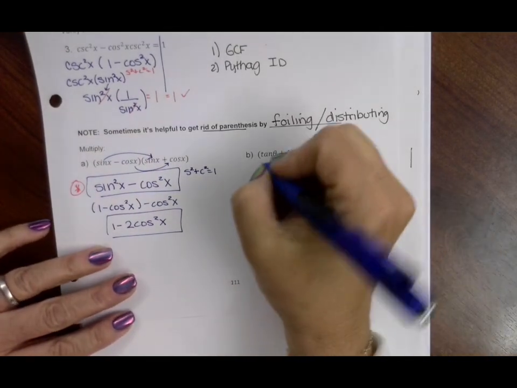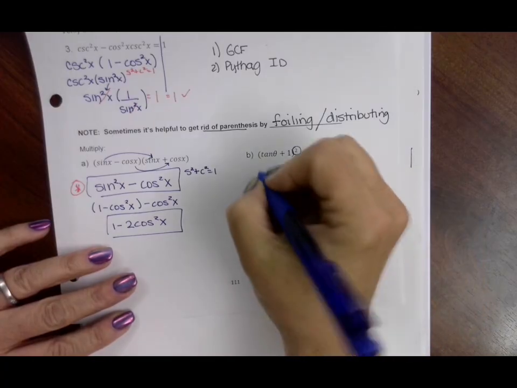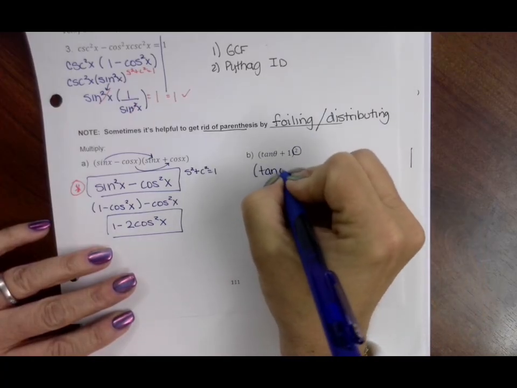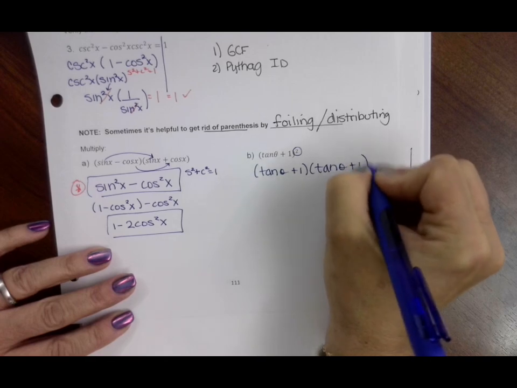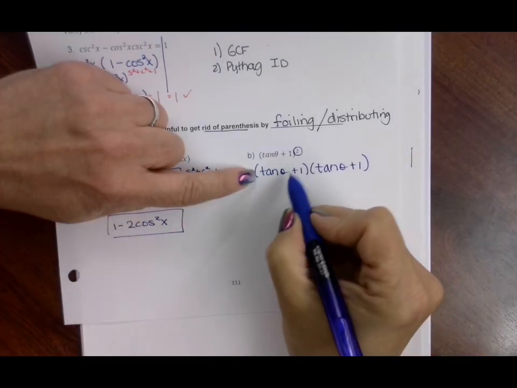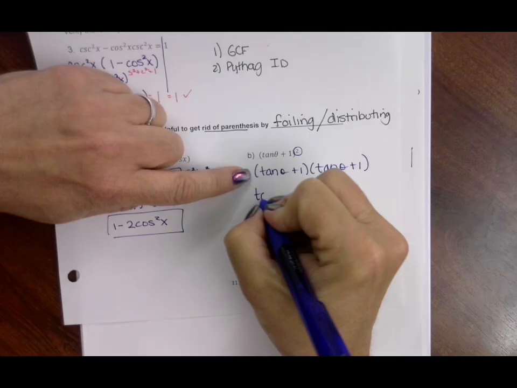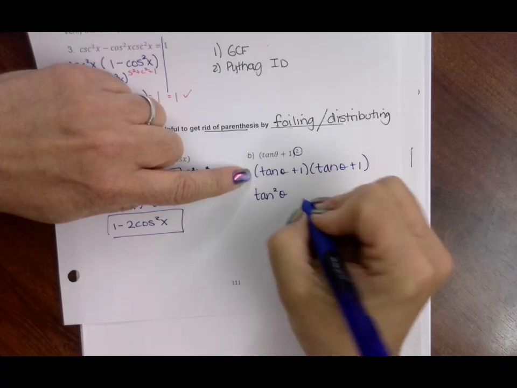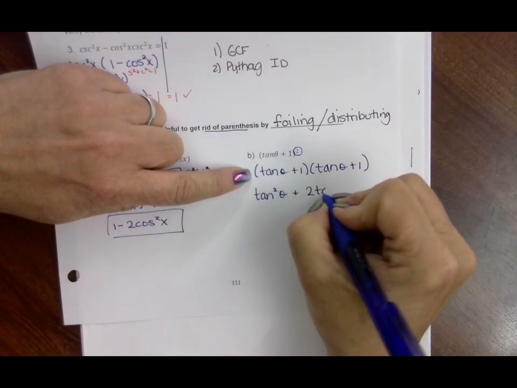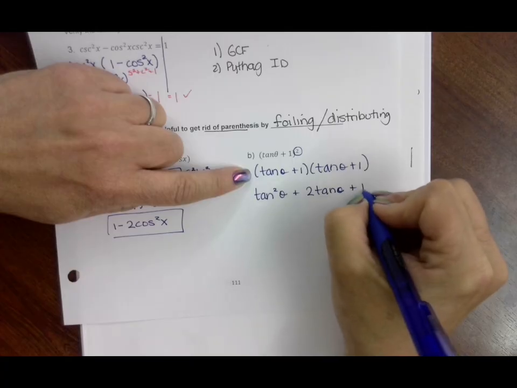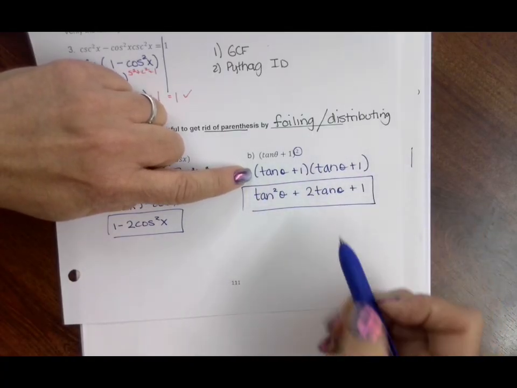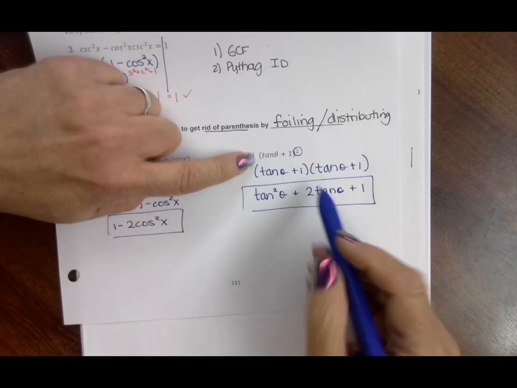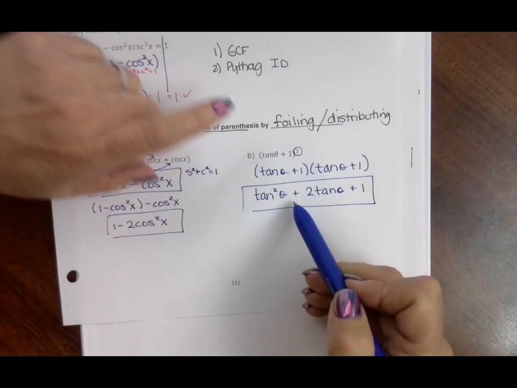All right, so what do I have here? So this is squared. So if it's squared, it's the same as saying tan theta plus 1, tan theta plus 1. I have 2 of those. If I have 2 of these and I FOIL it, I end up with tan squared theta plus 2 tan theta plus 1. And in this case, there's nothing that I can do to simplify this, right? This is my simplified form. This is really my expanded form.